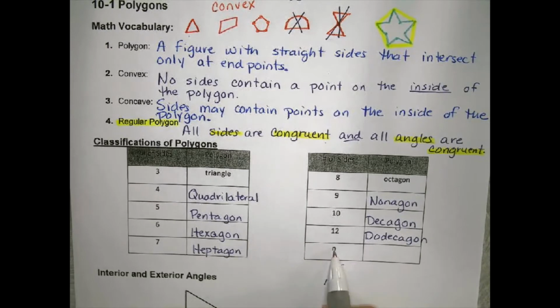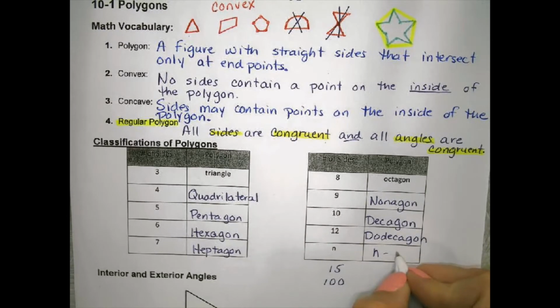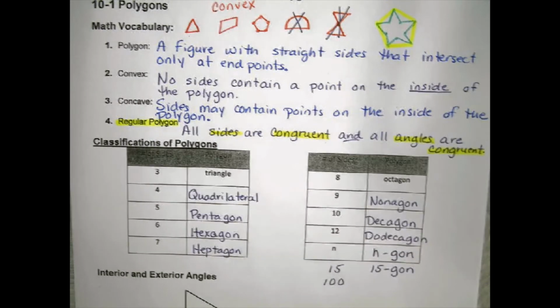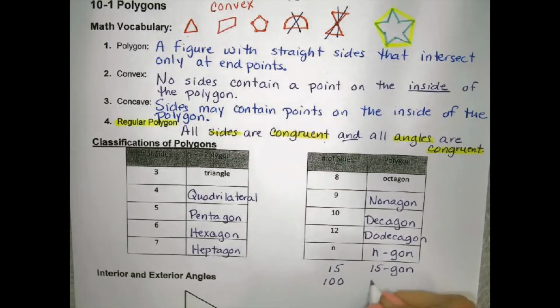So generically, we could say a figure is an n-gon if we didn't know how many sides. If I knew that a figure had 15 sides, I would call it a 15-gon. If a figure had 100 sides, I would call it a 100-gon. There are additional special names, such as a figure with 11 sides is sometimes called a hendecagon and sometimes called an undecagon, but generally the ones in this table are those that are most common.